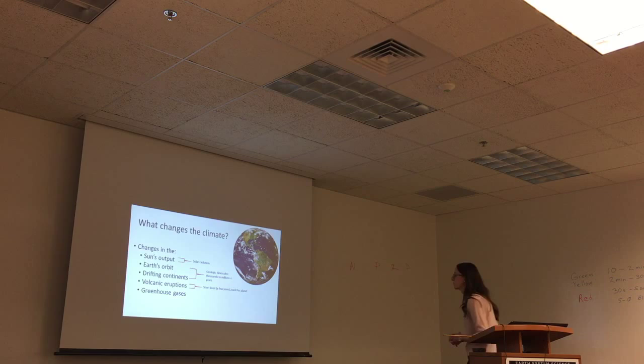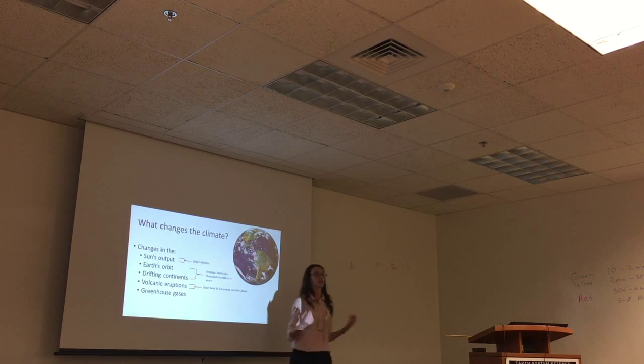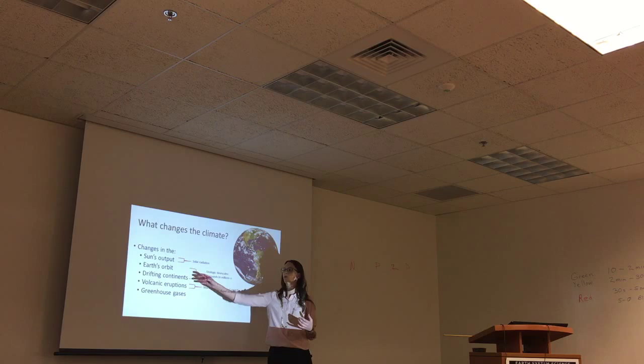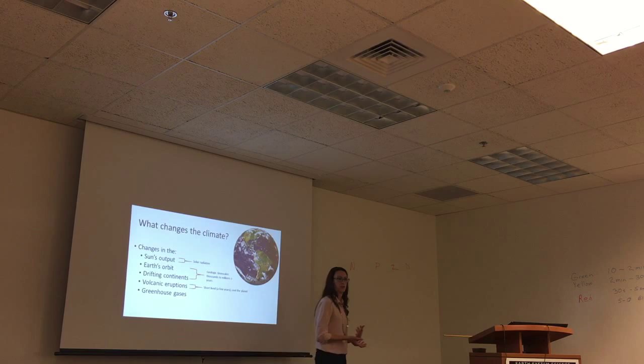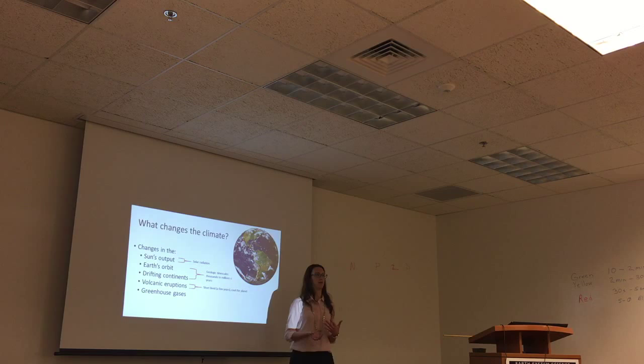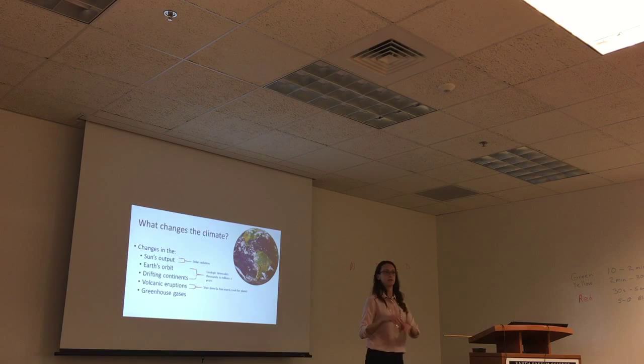So what are some of the things that can influence the climate? Changes in the sun's output, so different changes in solar radiation, sunspots, things like the Earth's orbit or drifting continents can change the climate. But these are on geological timescales, so thousands to millions of years. More in our lifetime, we have some volcanic eruptions, and they can change the climate. These are short-lived, only maybe a few years after volcanic eruption, and they'll typically cool the planet. Then we also have greenhouse gases, and so for the rest of the time we'll be talking about greenhouse gases.